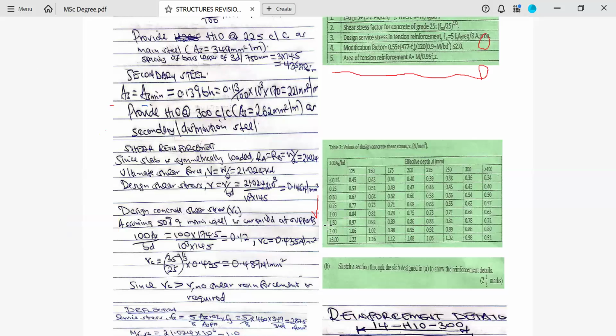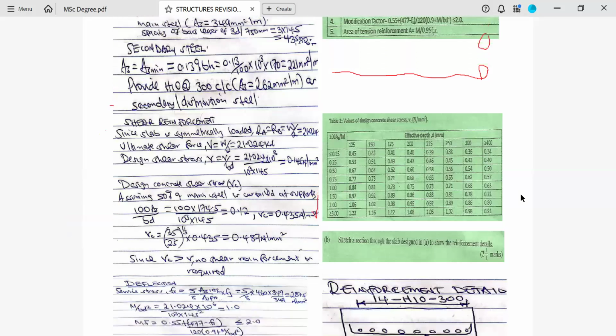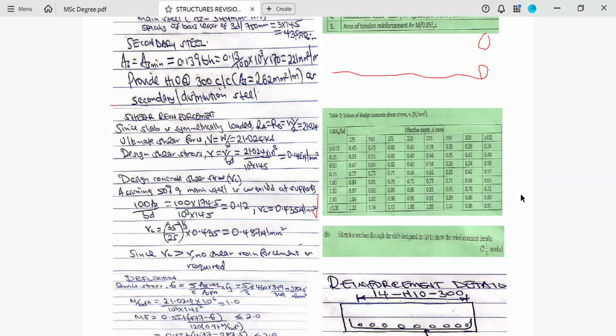it will mean that 100 As over bd. Now this As we had, the main area of reinforcement, we divide it by 2 because we're saying 50% of it doesn't reach what? The support. So it is only a half that is reaching.